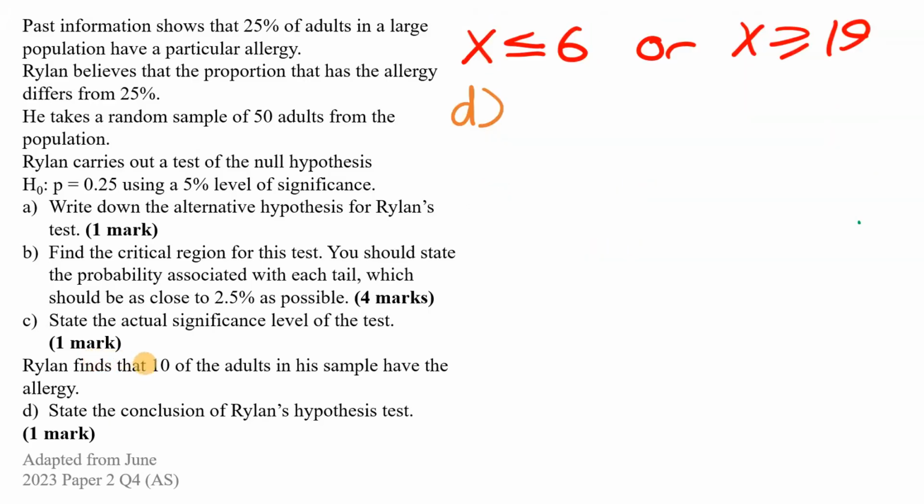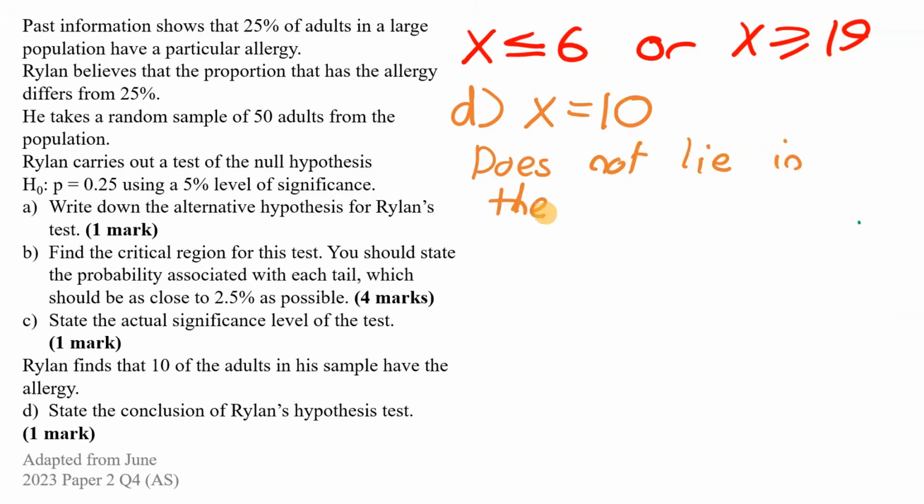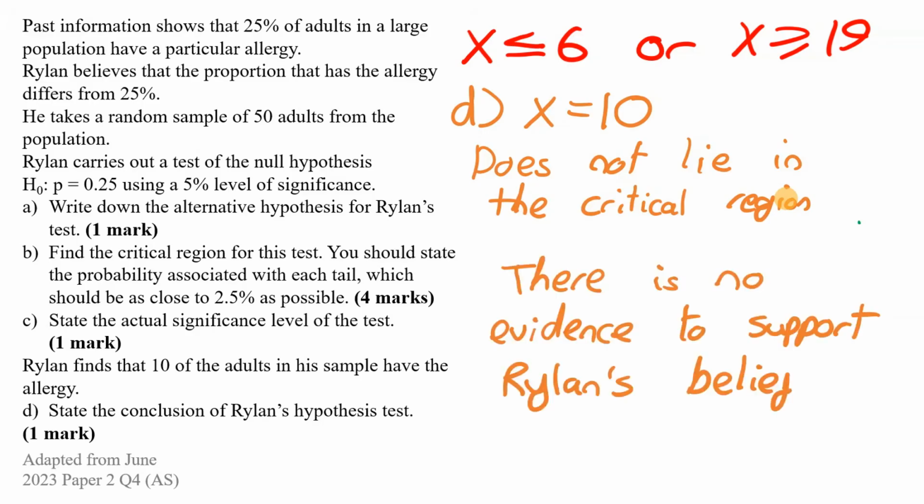Okay, so we're told that Ryland finds that 10 of the adults in his sample have the allergy, and for part D we need to state the conclusion of Ryland's hypothesis test for 1 mark. So x is equal to 10. If we consider the critical region here, x has to be less than or equal to 6 or bigger than or equal to 19. x equal to 10 does not lie in the critical region. So therefore we cannot reject the null hypothesis, and we say there is no evidence to support Ryland's belief as our conclusion.